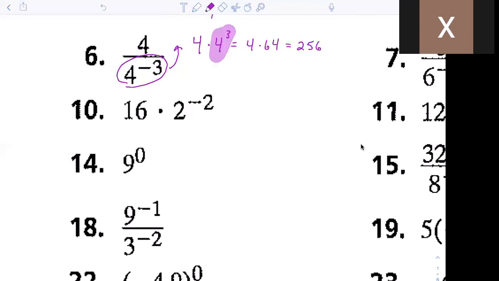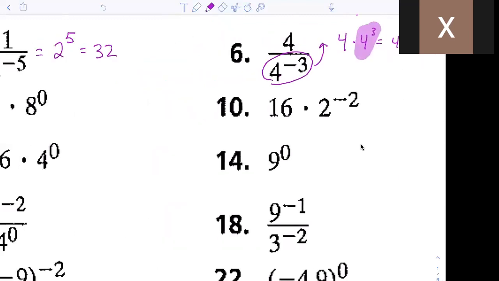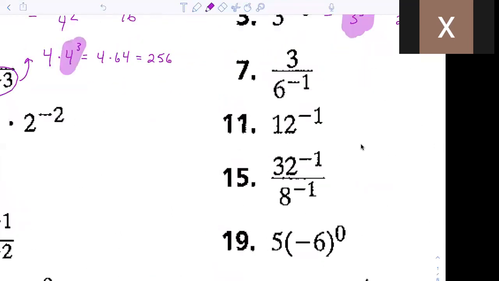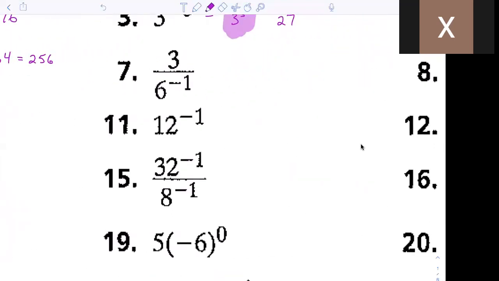How did you do number 5 for 32? I really don't. 2, 4, 8, 16, 32. Oh, okay. I did 2 to the 5th. 2 times 2 times 2 times 2 times 2. All right, good. Uh-oh, 7. Everybody take a look at number 7.